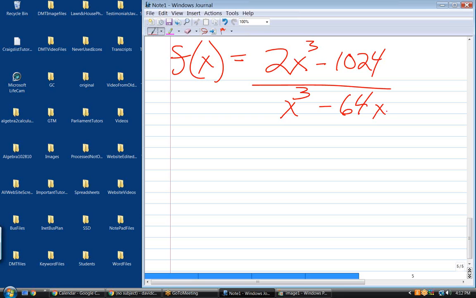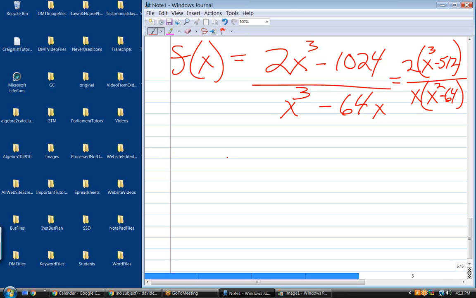I can do a lot of factoring, but the biggest thing I can do is factor out a 2, leaving behind this. That happens to be the difference of perfect cubes, so I can factor that more. Down in the bottom I can factor out an x, leaving x squared minus 64, a difference of perfect squares.